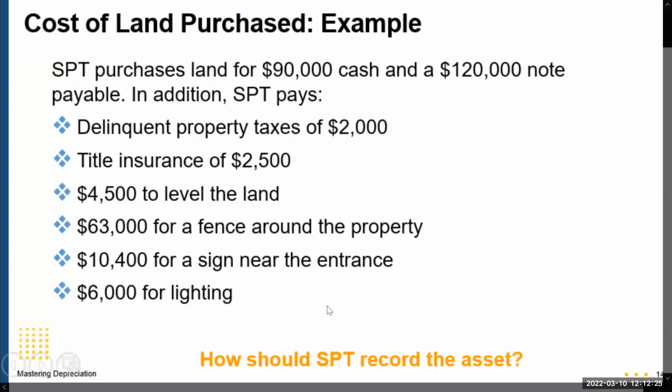So which of these costs are going to go into, we don't have any buildings here, so what's going to go into that land account? Which of these costs are going to be part of that? So we've got $90,000 plus $120,000 is $210,000 so far. What about the delinquent property taxes? That would just go right into the price of the land, because delinquent is the key word. So now we're at, let's see, I'll see if I can remember.